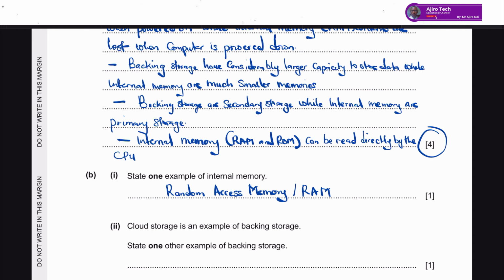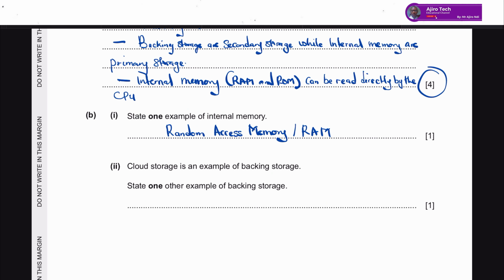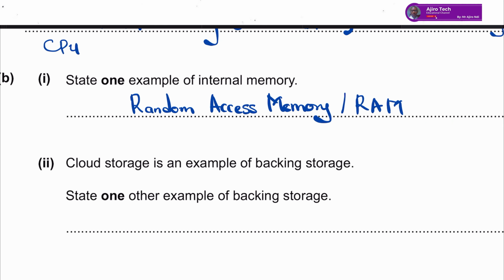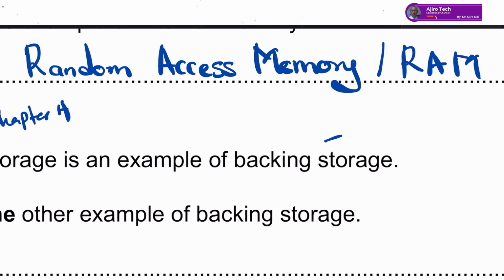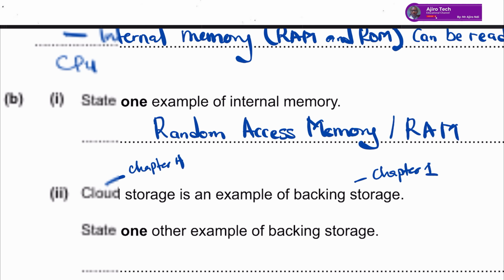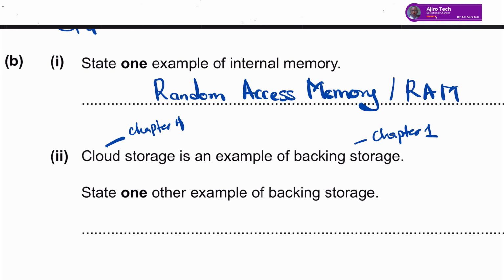So what else is this? Cloud storage is an example of backing storage. Now, when it comes to cloud storage, we're looking at it in chapter 4, right? Which is networks and the effects of using them. And if this is an example of backing storage, we're still looking at it at chapter 1.